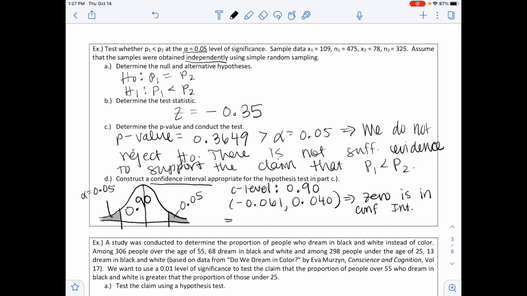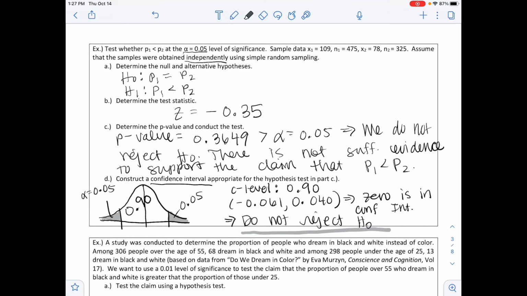This means, if you go back and look on page 2, that if 0 is in the confidence interval, then we do not reject the null hypothesis. So do not reject the null hypothesis. What you did right now is you did the test and found a conclusion using confidence intervals.